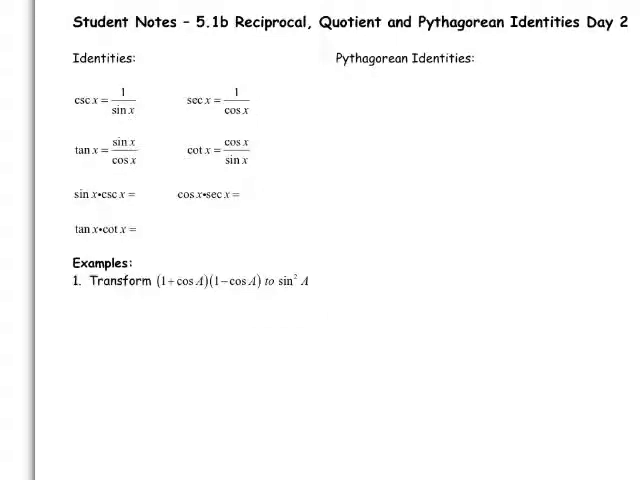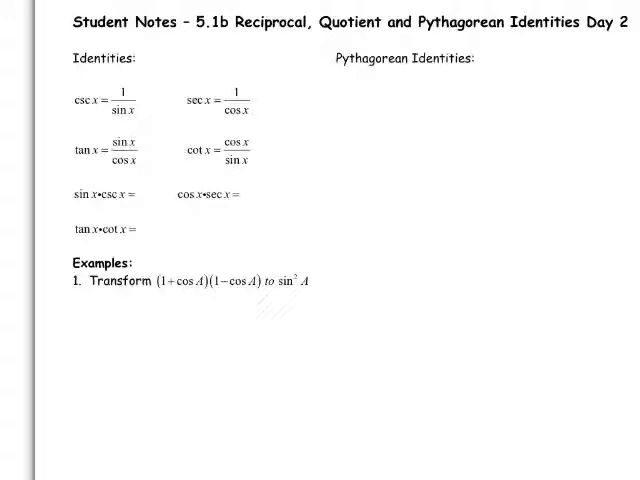Alright, so this is going to be 5.1b, reciprocal quotient and Pythagorean identities. So we've talked about the identities. We've talked about cosecant being the reciprocal of sine. Secant is the reciprocal of cosine. Tangent is sine over cosine. Cotangent is cosine over sine. All of this is on your formula chart.